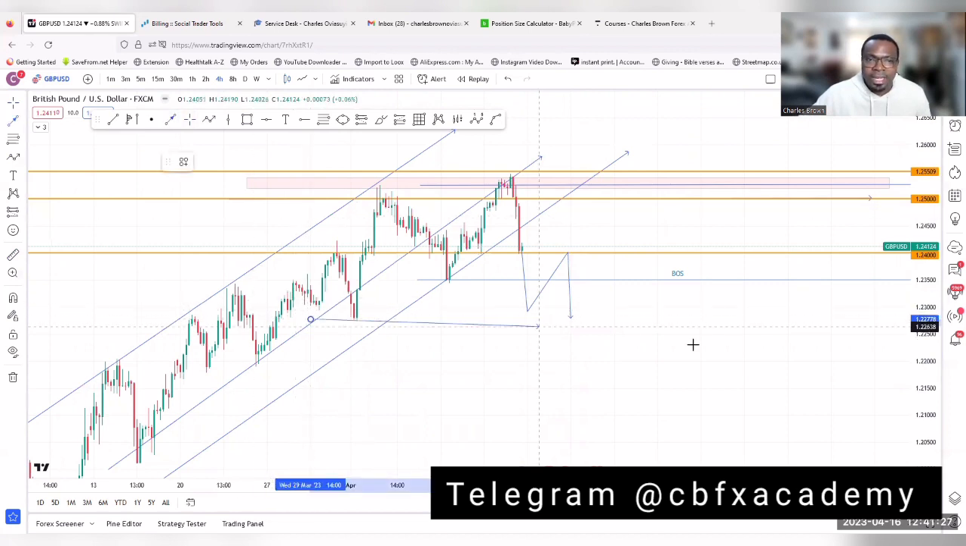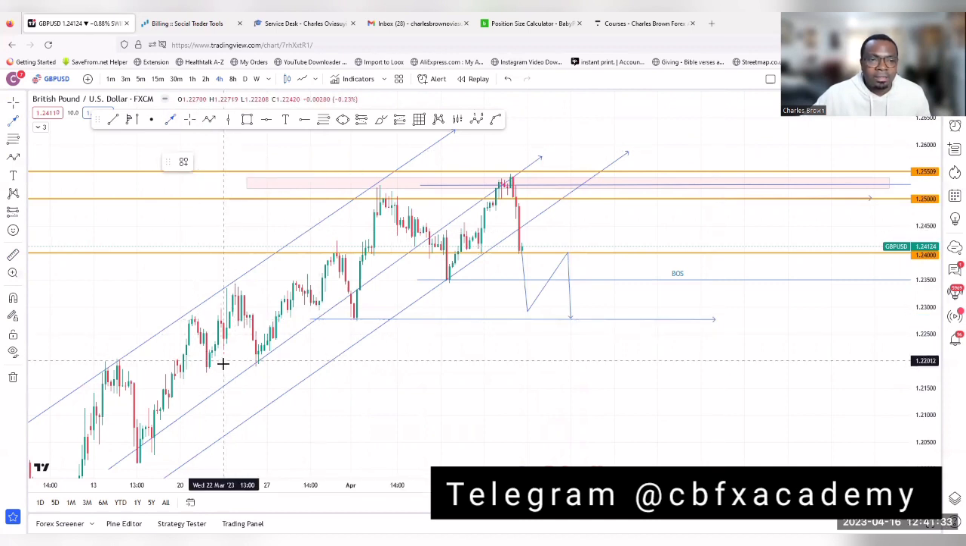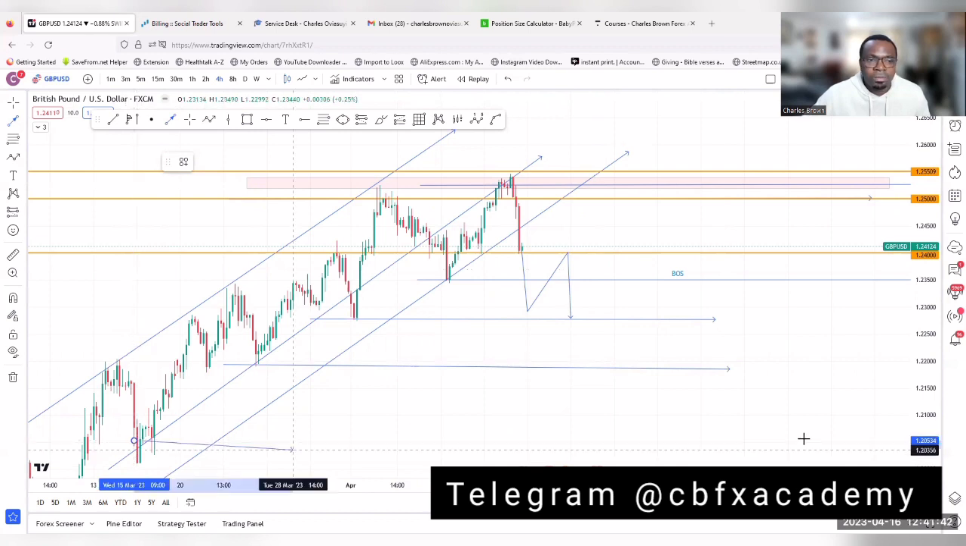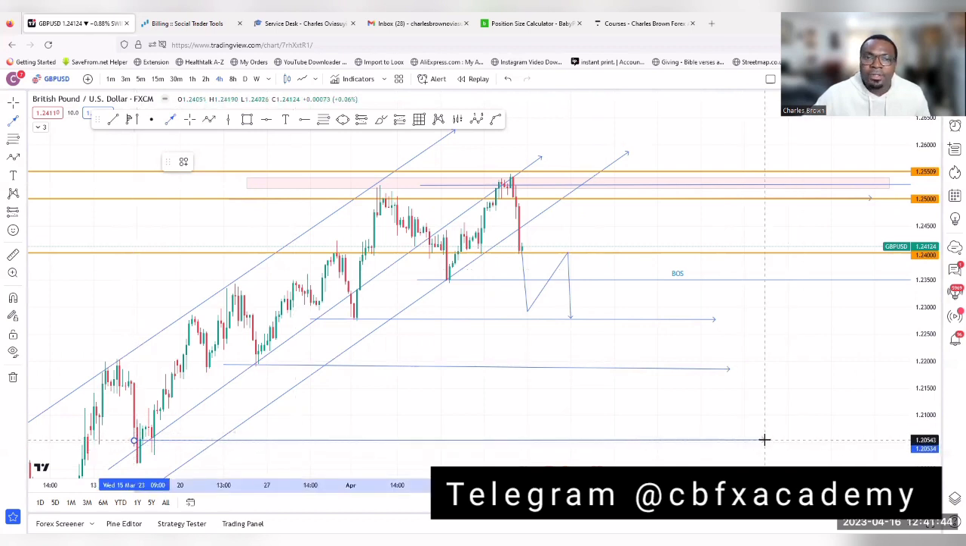That'll be your first target. I hope you're getting it. First target, and then second target. All right, that will be your second target. And then the third one will be somewhere around here, or you can take this low. That'll be your top target if it's going to sell.